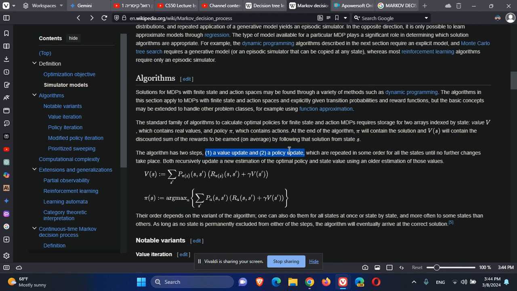Value update and policy update are repeated in some order for all states until no further changes take place. Both recursively update a new estimation of the optimal policy and state value using an older estimation of those values. V(s) מוגדר להיות הסכום על כל ה-s' המצבים שאחריו.